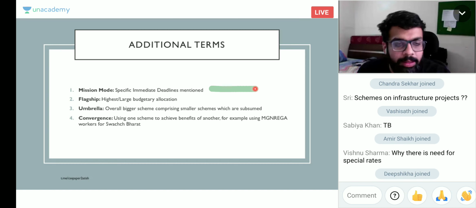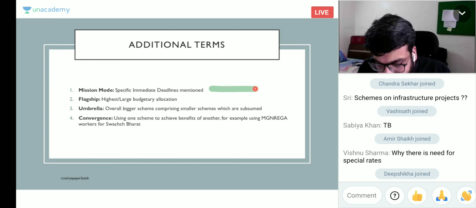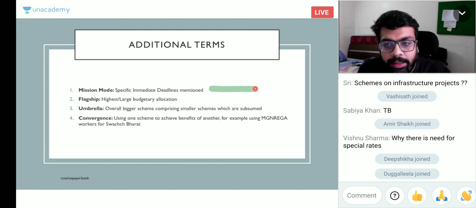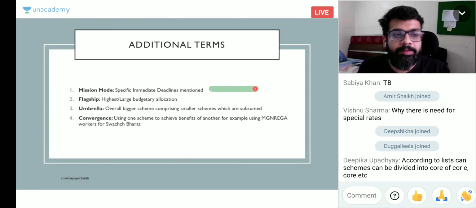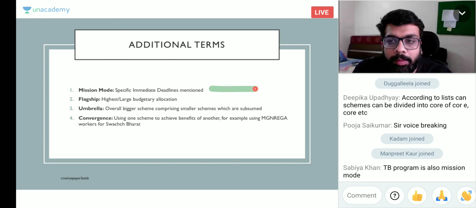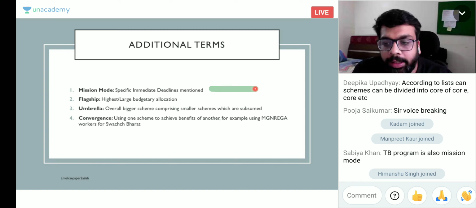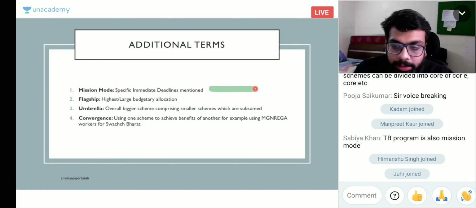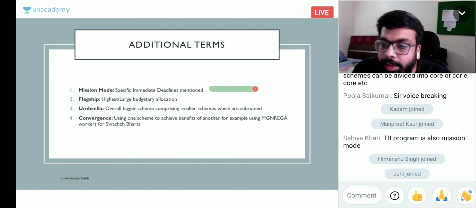Now, how does this work? Any specific deadline, any specific target which is given in the context of a scheme, and the target has a deadline, then that deadline becomes a mission mode. So, for example, construction of toilets under Swachh Bharat is mission mode. Making India open defecation free is also mission mode. Yes, the TB program is also on mission mode.